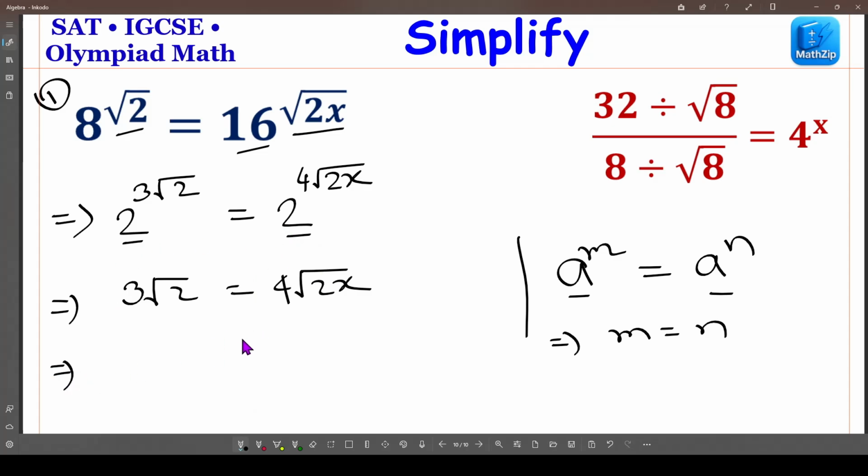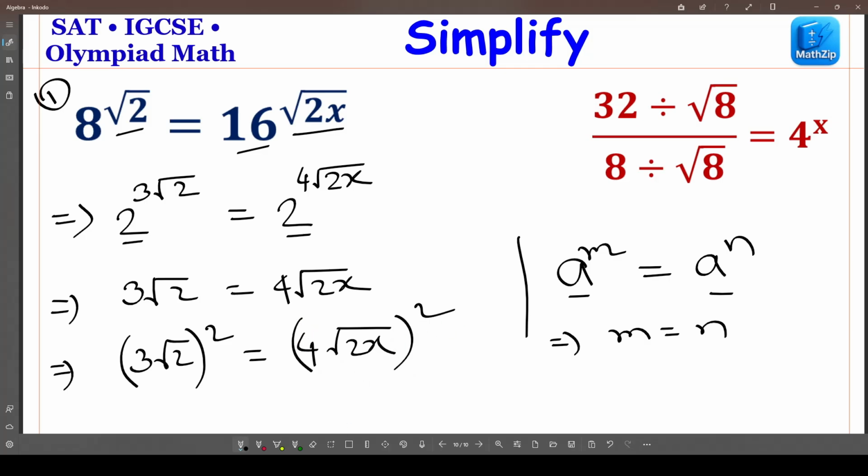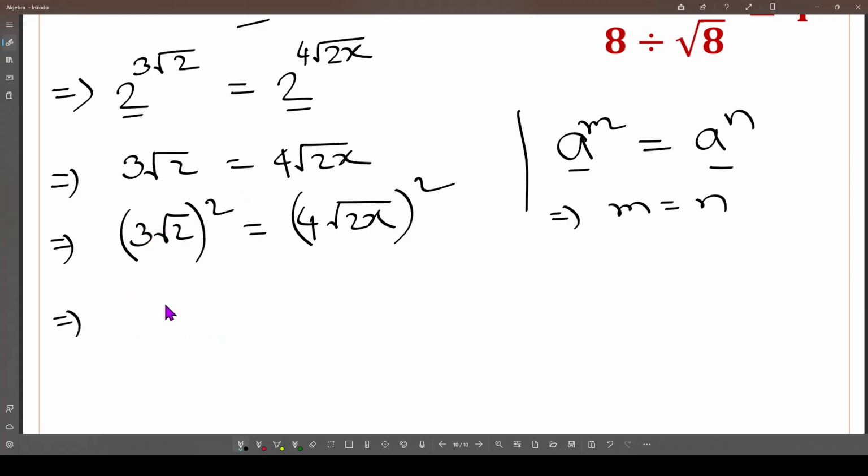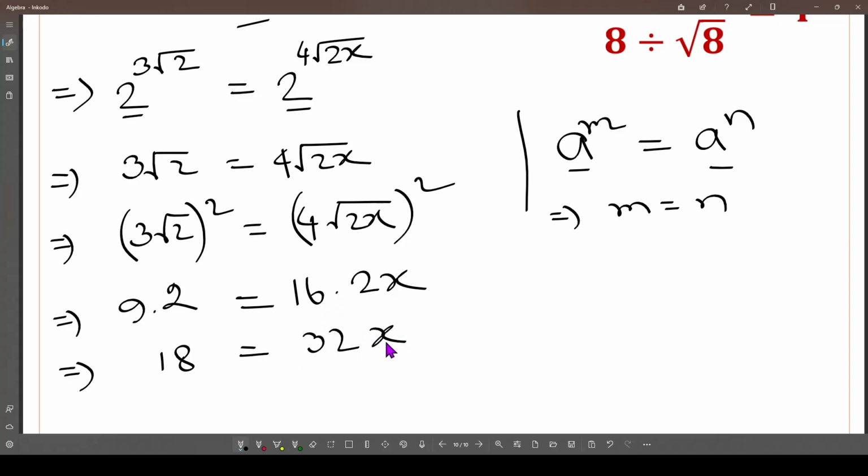Now we can square both sides. So 3 root 2 squared equals 4 root 2x squared, right? Then 3 squared means 9 and root 2 squared means what? 2. 4 squared means 16 and root 2x squared, the root will be out, so 2x. Now 9 times 2 is 18 equals 16 times 2 is 32, and here is x.